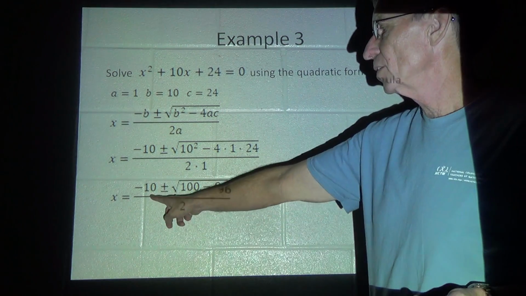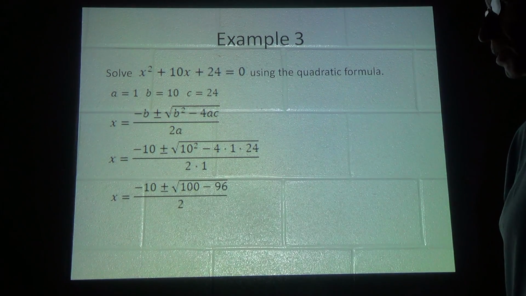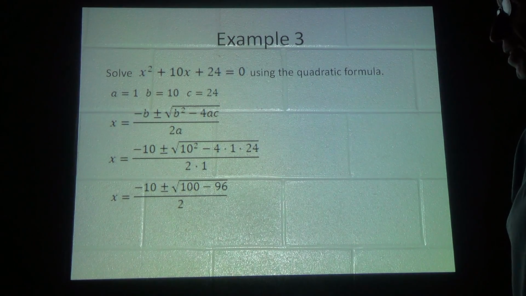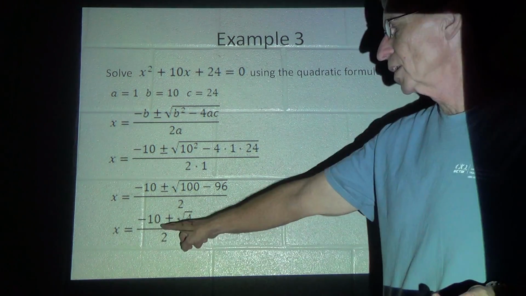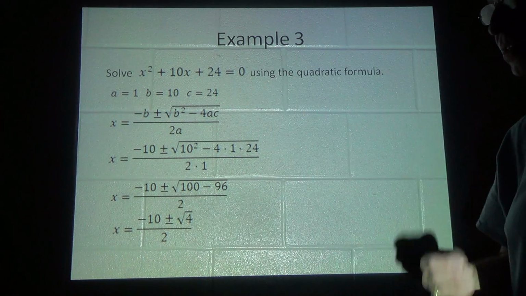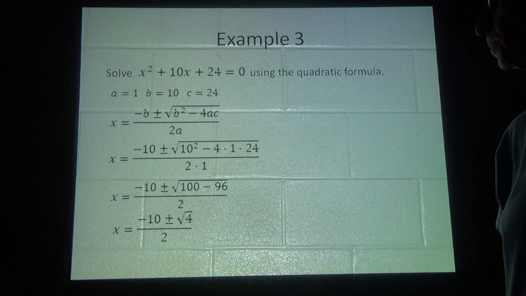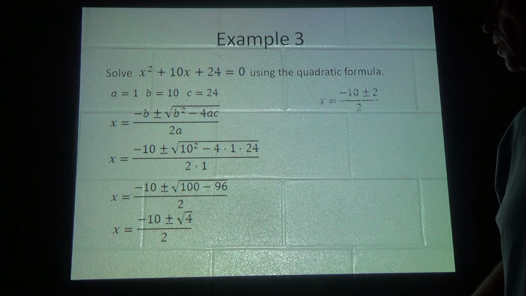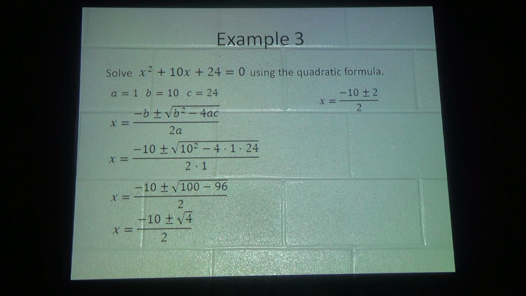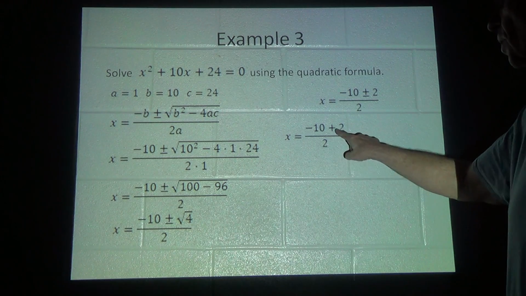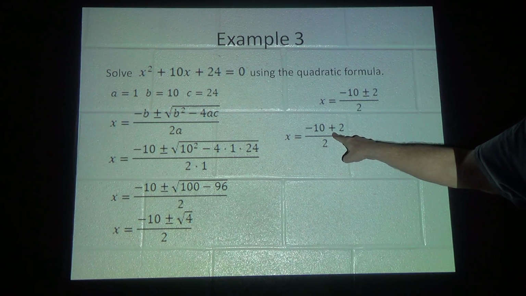So we simplify this. This gives us negative 10 plus or minus the square root of 100 minus 96 divided by 2, which is going to give us negative 10 plus or minus the square root of 4 divided by 2. Which is going to give us this. So we have x is equal to negative 10 plus or minus 2 divided by 2. So we're going to take care of the positive version first.